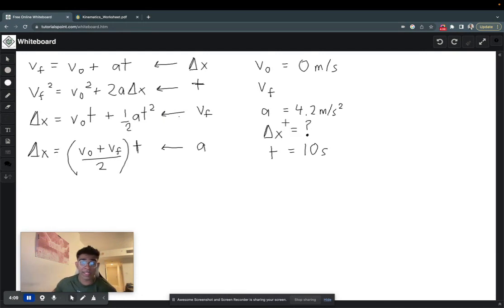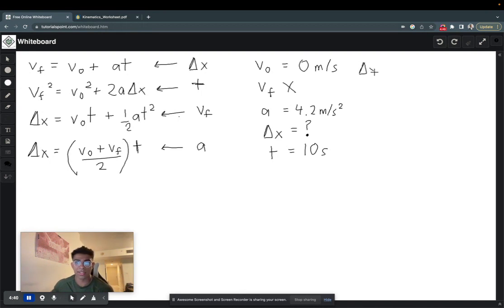So now that we've made this list, we can see that out of all the variables, the only one that's missing is the final velocity. Based on whichever variable is missing, that tells us which equation to use. In this case, the third equation, which is independent of the final velocity, would be the correct one to use. So now we can just plug the values into our equation.